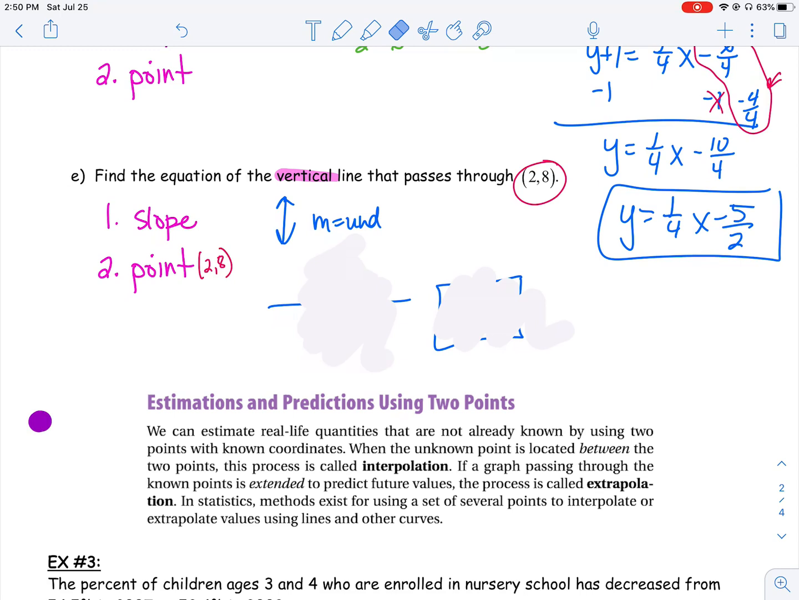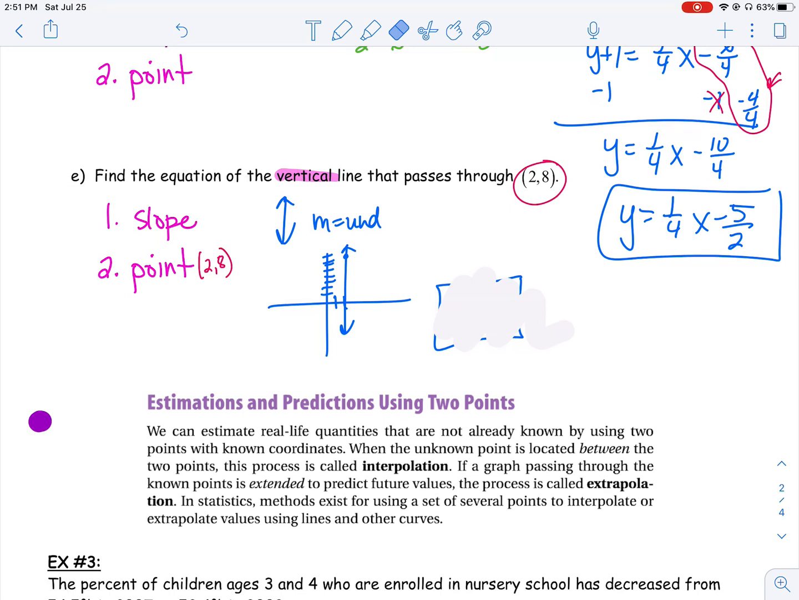Maybe we can kind of imagine what this graph looks like, and maybe that will help us figure out its equation. I know it's going to be vertical, and I know it's going to go through the point 2, 8. So maybe we can kind of sketch the graph. I know it's going to be vertical. And I know it's going to be through the point 2, 8. So I did a quick sketch of this graph.